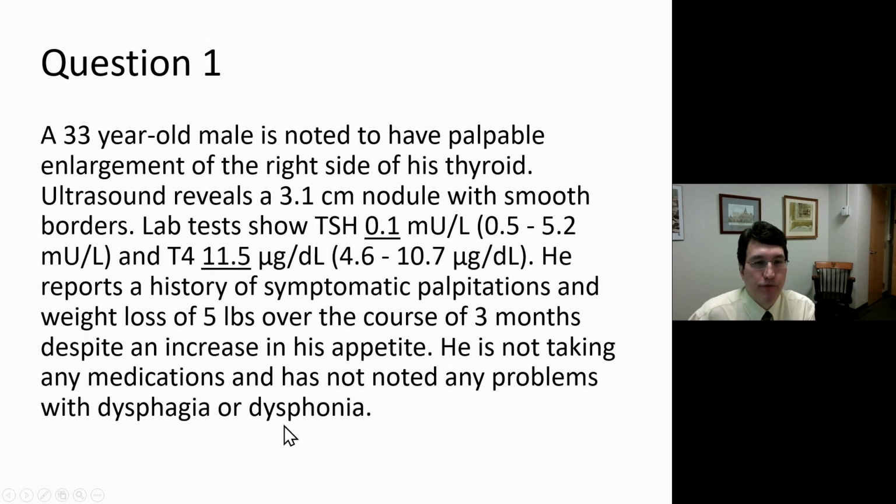So I'm going to have a couple of quick questions. So question one, a 33-year-old male is noted to have palpable enlargement of the right side of his thyroid. Ultrasound reveals a 3.1 centimeter nodule with smooth borders. Lab tests show a TSH of 0.1 and a T4 of 11.5. He reports a history of symptomatic palpitations and weight loss of 5 pounds over the course of 3 months, despite an increase in his appetite. He is not taking any medications and has not noted any problems with dysphagia or dysphonia.